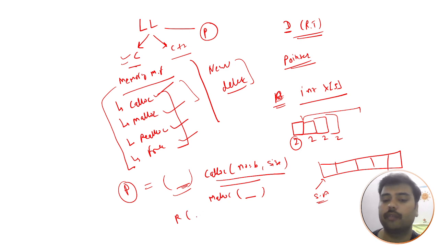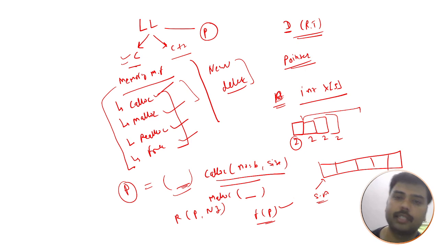In realloc, we provide the pointer, which pointer we use, then we provide the new size. In free, we simply provide the pointer which we used for allocating the memory, and it frees the memory. See, it is simply a basic concept. I am explaining it in a summarized form because I think you already know it.